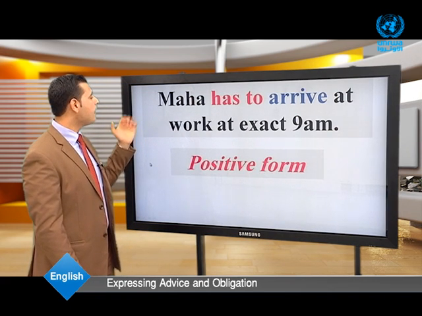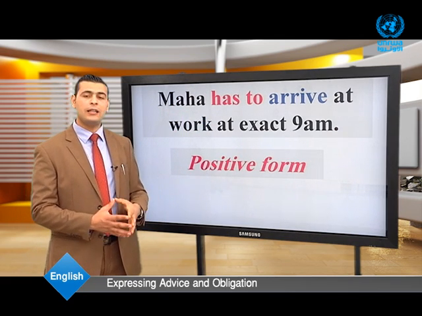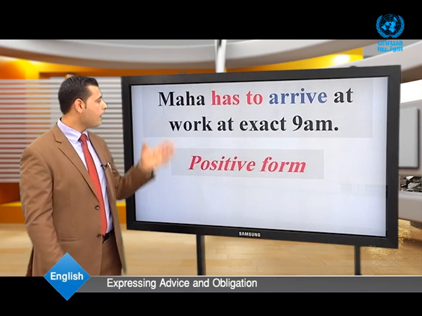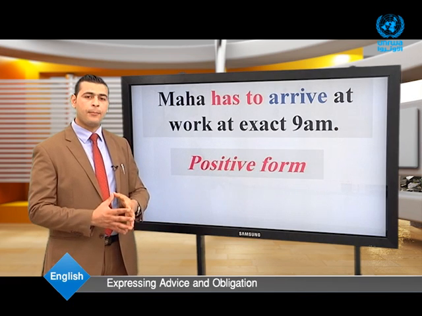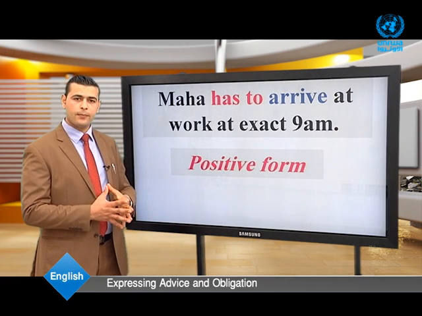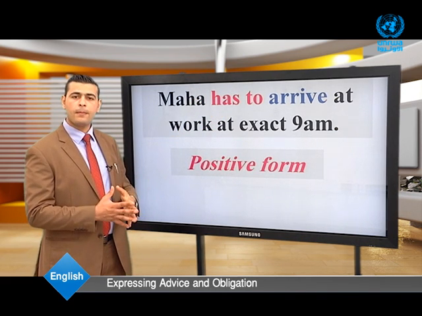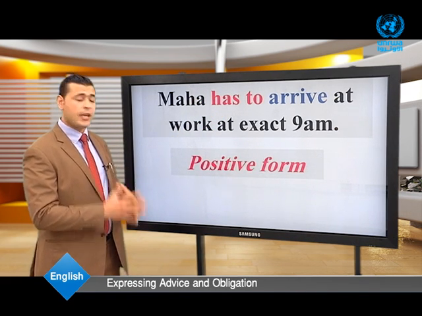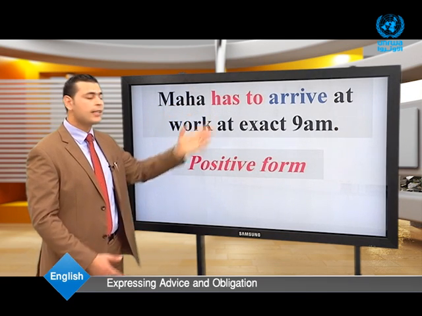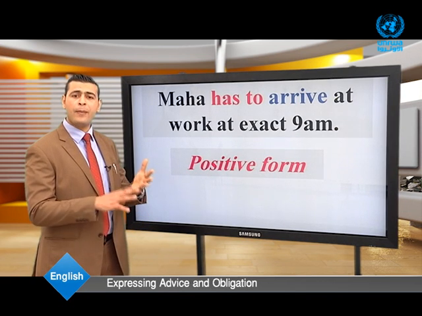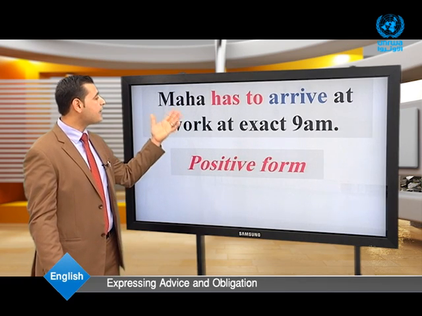Look at this sentence. Maha has to arrive at work at exact 9 a.m. Here, dear students, we have Maha has to, not have to. Why? Wonderful, thank you very much. Here, the subject Maha is a singular subject, so we used has instead of have. But in case we have Maha and her sisters, a plural subject, we would say Maha and her sisters have to.